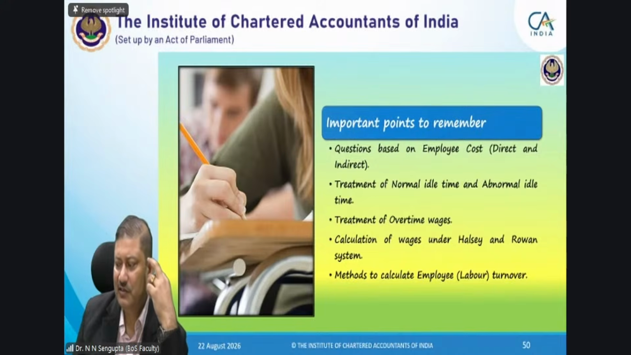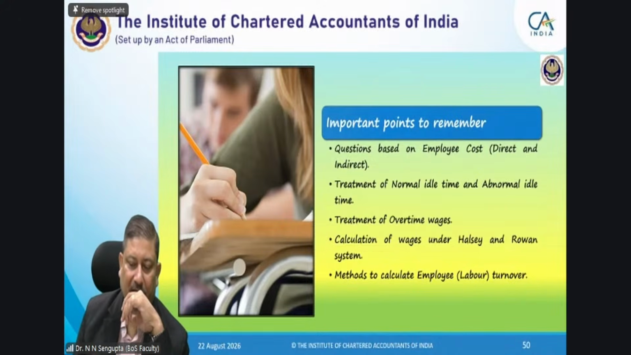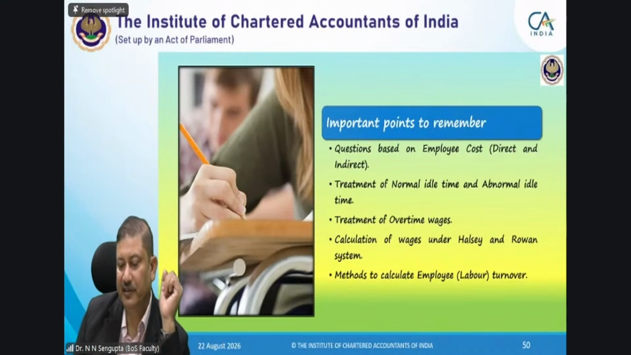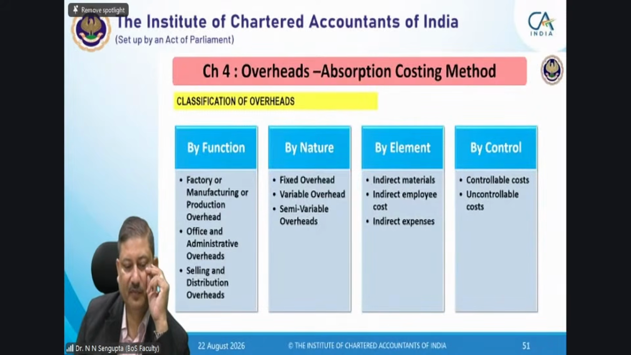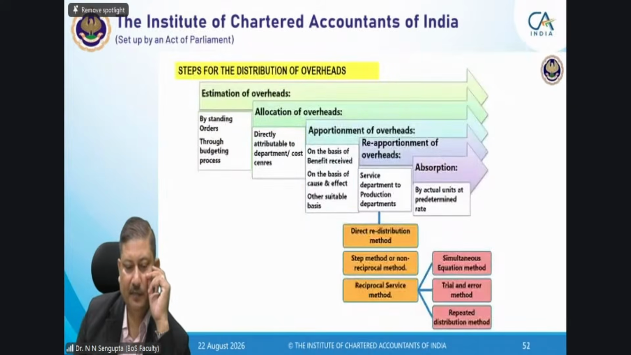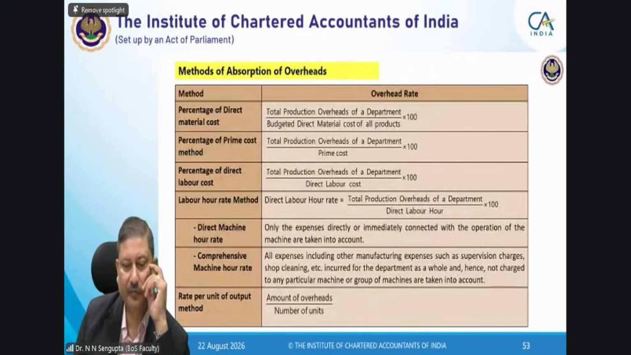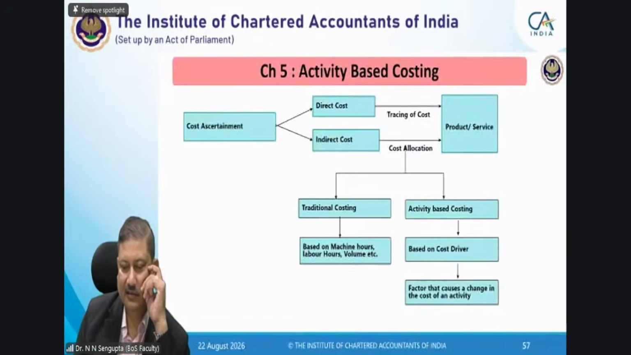What are the important points you can remember in questions based on employee cost: direct and indirect, treatment of normal idle time and abnormal idle time, treatment of overtime wages, calculation of wages under Halsey and Rowan, methods to calculate employee cost. These are some of the important points, some of the important questions which you need to understand. Now, very quickly, we can go for distribution of overhead, and then some points to remember.